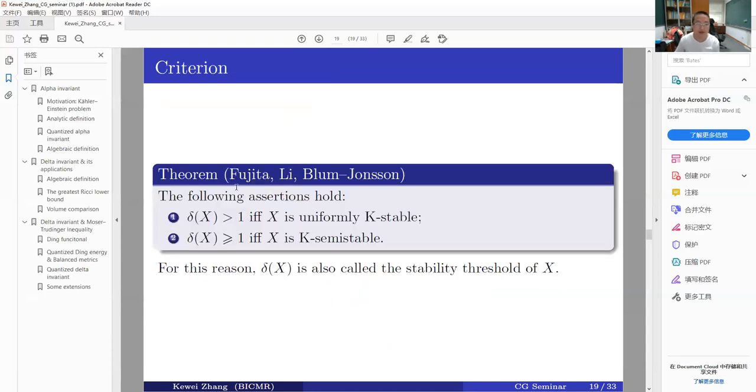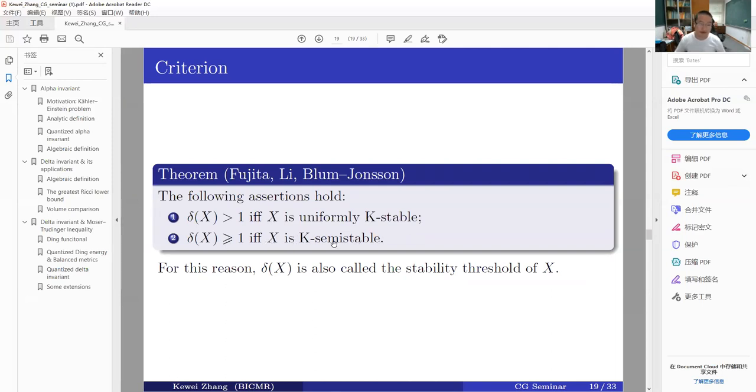It's a result due to many people, but sorry, I only list a few of them. It's by the work of Fujita, Li, and Blum-Jonsson, etc., such that the following assertion holds. If delta invariant is strictly bigger than one, then X is uniformly K-stable. So this can be used to test the K-stability of your Fano manifold. I didn't define this notion in this talk, but you can take this as a definition. You can think of this as some sort of equivalent notion for the Kahler-Einstein property. And also delta greater or equal to one is equivalent to K-semistability.